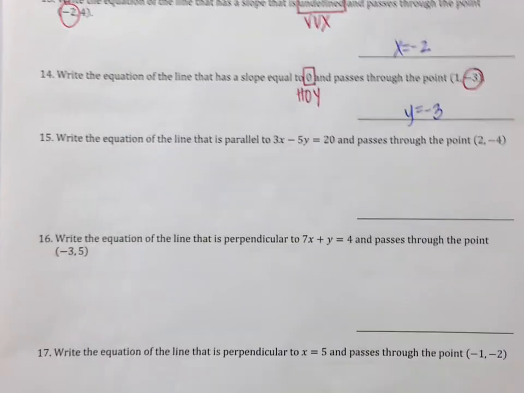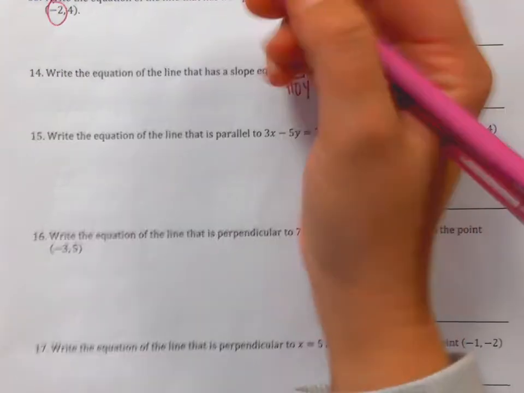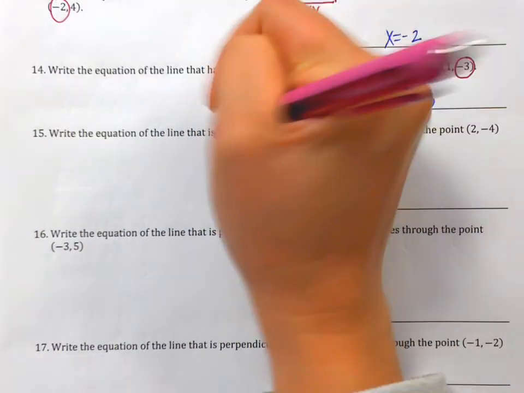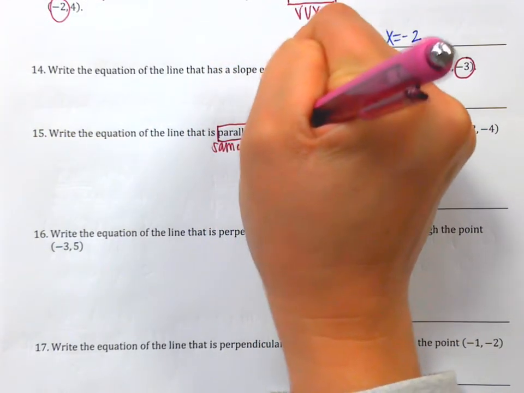Okay, let's look at 15. Getting through it. So 15 says write the equation of the line that is parallel to 3x minus 5y equals 20 and passes through the point 2, -4. So here's the deal. First thing, every single time when you're writing the equation of the line is to find the slope. Whenever I see that word parallel, I'm thinking, okay, all I want from this is the slope. And I know parallel lines have the same slope.